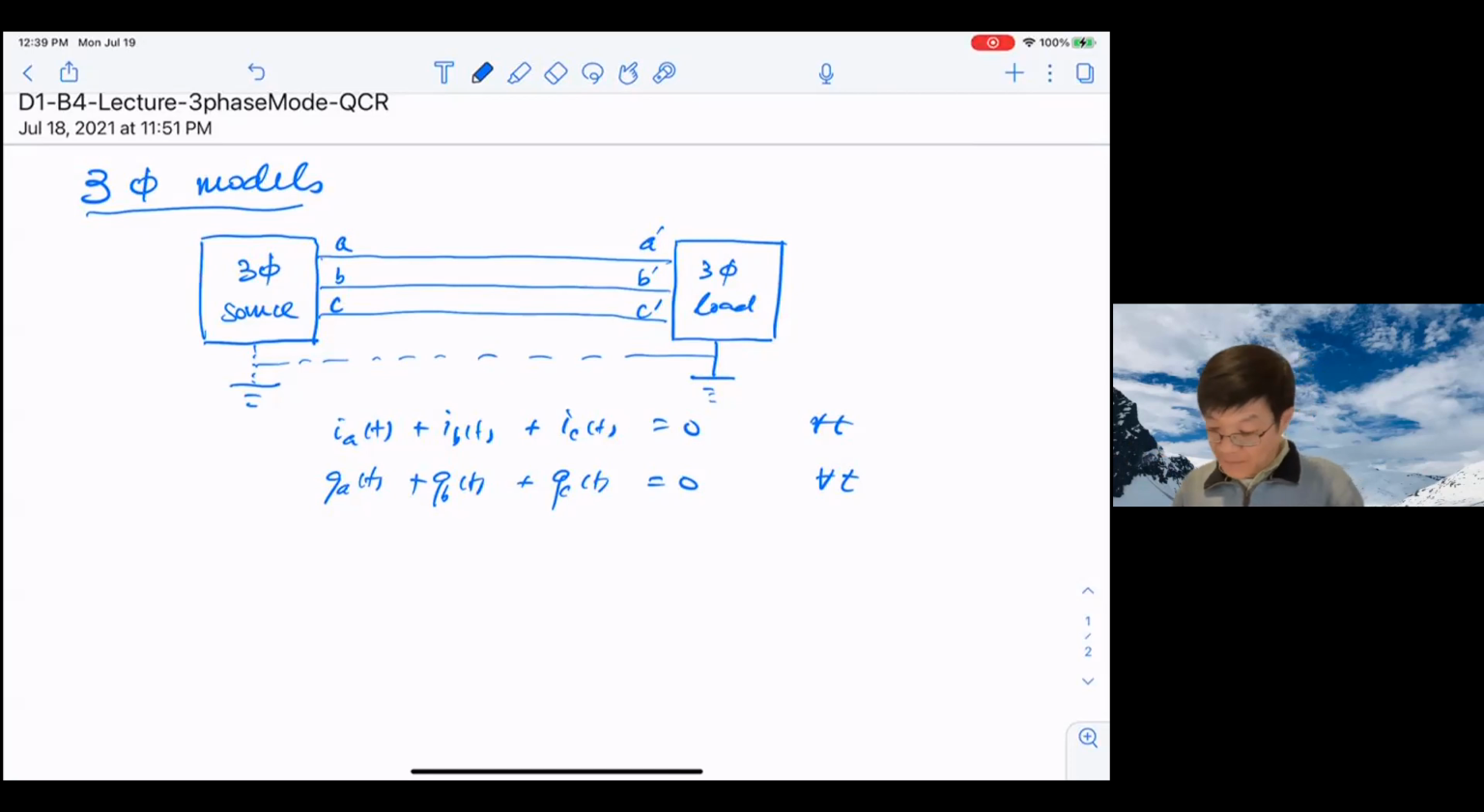Otherwise, if the lines don't have this symmetry, and if the loads and the sources are not balanced, then you won't have this. You won't satisfy these properties. Okay. And therefore, we have to look more carefully. How do we model a three-phase line, and how do we model a three-phase load, for example? So let's look at that.